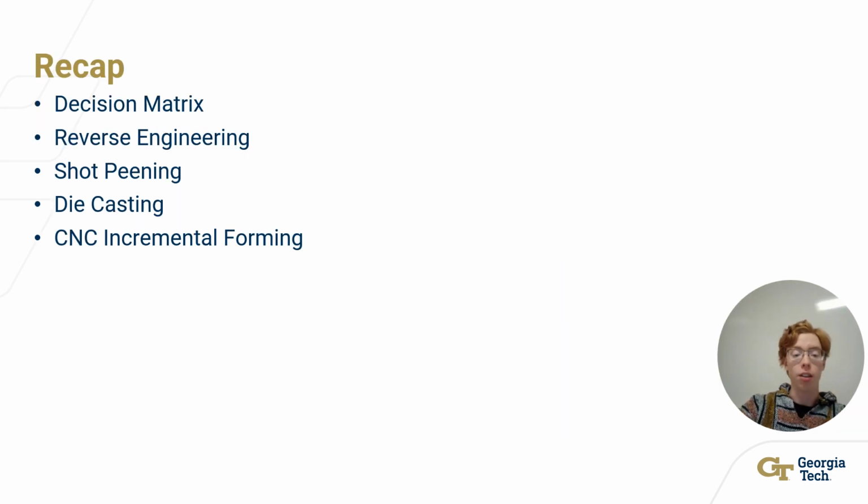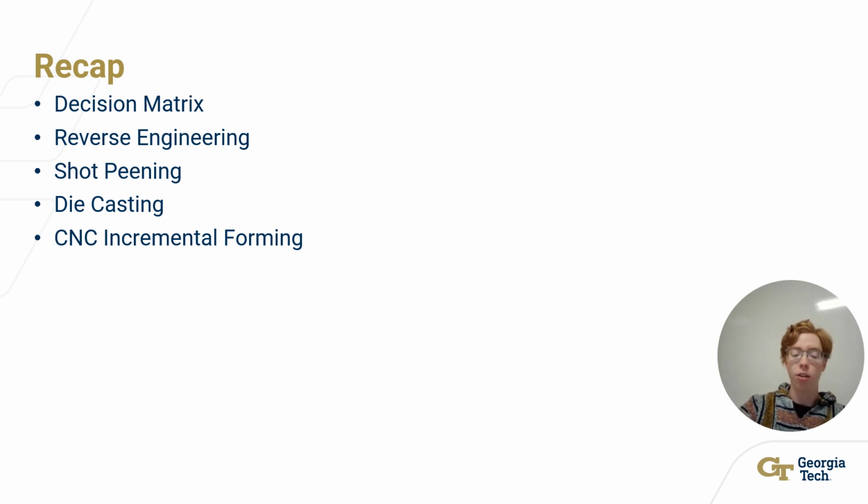This video covered the decision matrix, reverse engineering, shot peening, die casting, and CNC incremental forming. Knowing how to use a decision matrix is valuable because it allows an engineer to make an efficient choice between different alternatives. Reverse engineering is important because it allows existing designs to be investigated. Things learned in reverse engineering can be used to help inform future designs as well as to replace existing parts. The surface treatment and manufacturing processes included in this video are important because they allow an engineer to design products with these processes in mind.